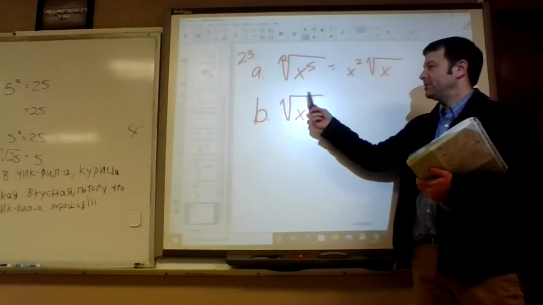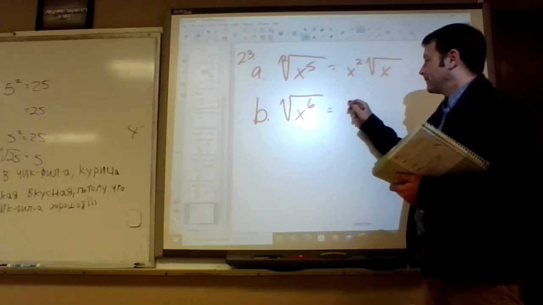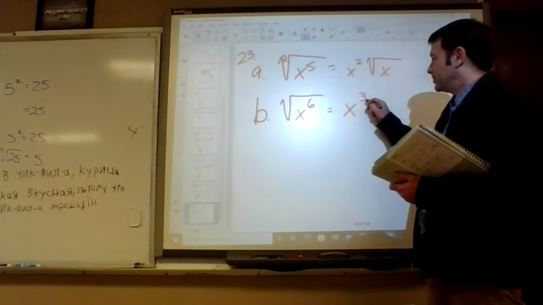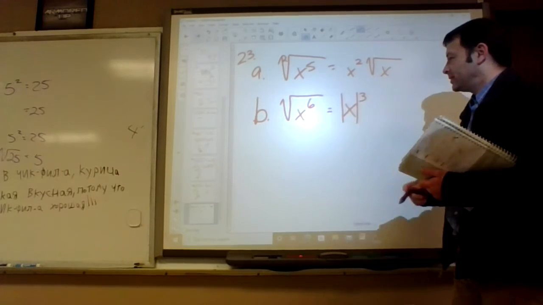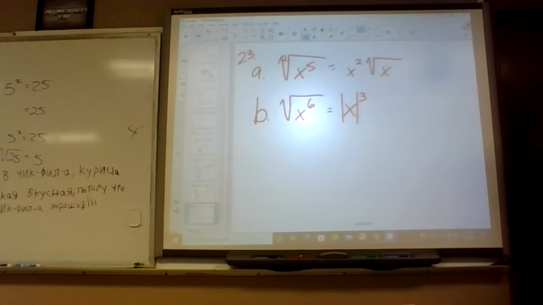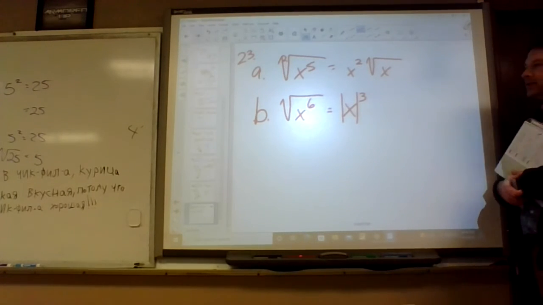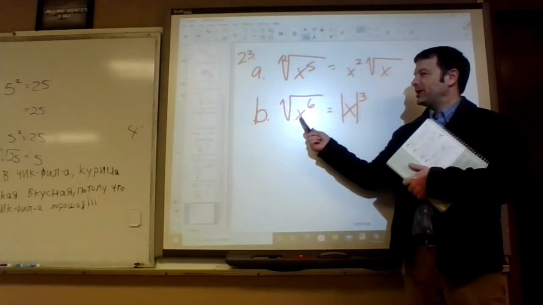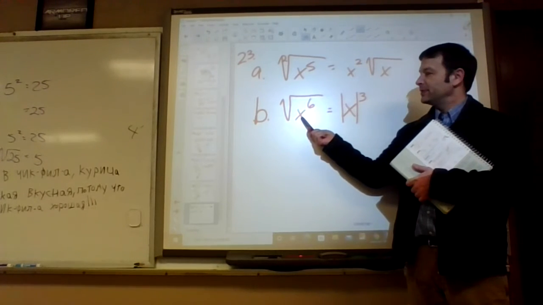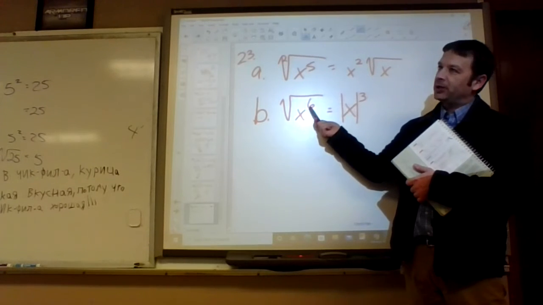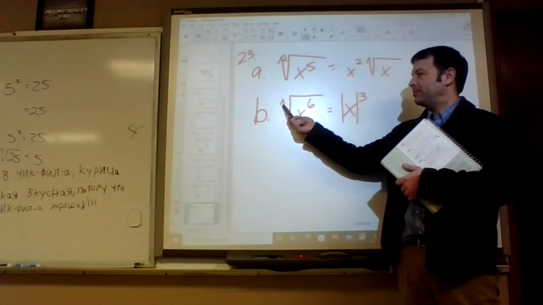Right, 6 divided by 2, x to the 3. Okay, now, here's the thing. The book put absolute value on the answers. Why did they do that? The reason they did that is because x is possibly negative. And if you do a negative number to the 6th power, it would become positive, and then you do the square root, it would be positive.